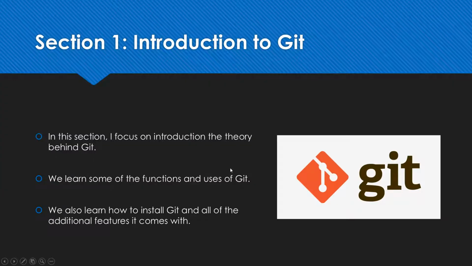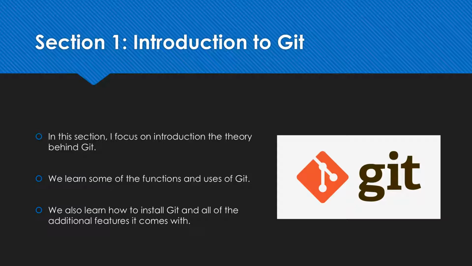In the first section, which is this section, we're going to be introducing Git. So we're going to talk a little bit about the theory behind Git. Now, this doesn't mean the workflow or the concepts. We're just going to talk a little bit about what Git is and where it came from, and some of the general concepts about version control, source control.